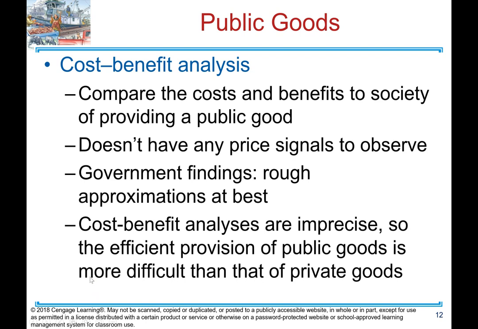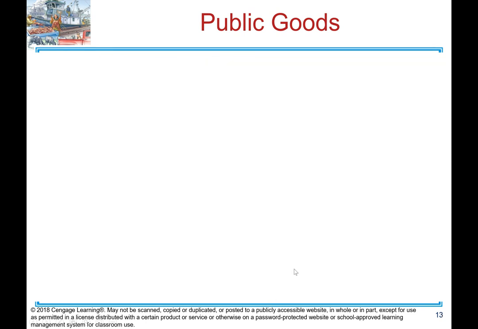Cost benefit analysis: compare the costs and benefits to society of providing a public good. It doesn't have any price signals to observe. That is a problem. Government findings are a rough approximation at best. So cost benefit analyses are imprecise, so the efficient provision of public goods is more difficult than of private goods.